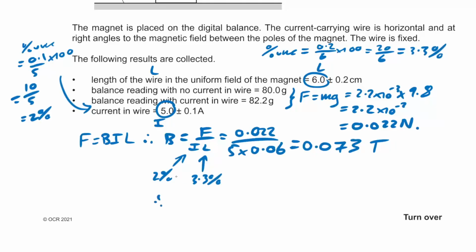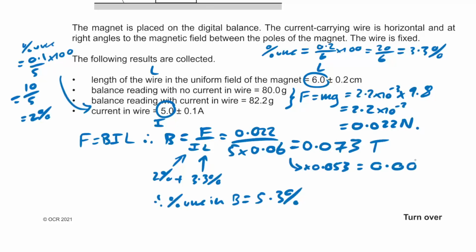So therefore, adding these together, the percentage uncertainty in B is going to be equal to 5.3%. Therefore, times this by 0.053, and that gives us 0.004, if we go to the same degree of accuracy. So that's going to be our absolute uncertainty.